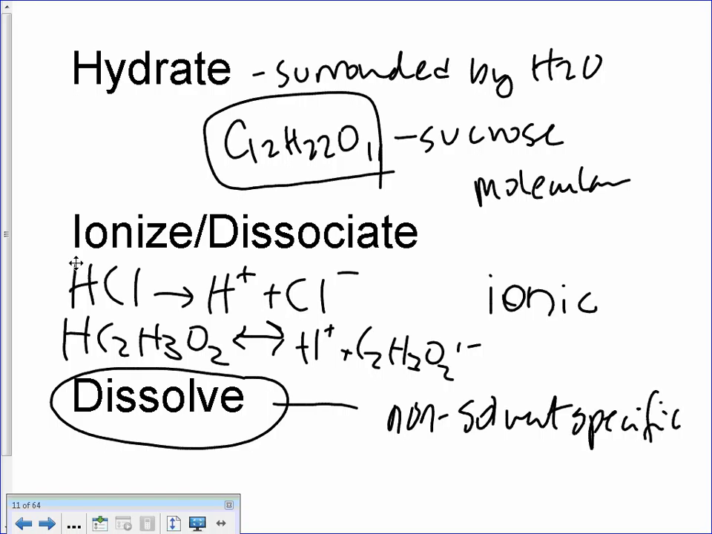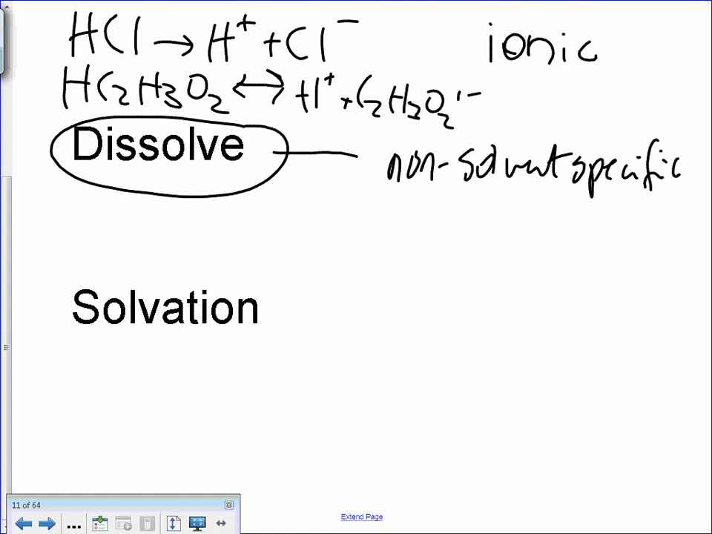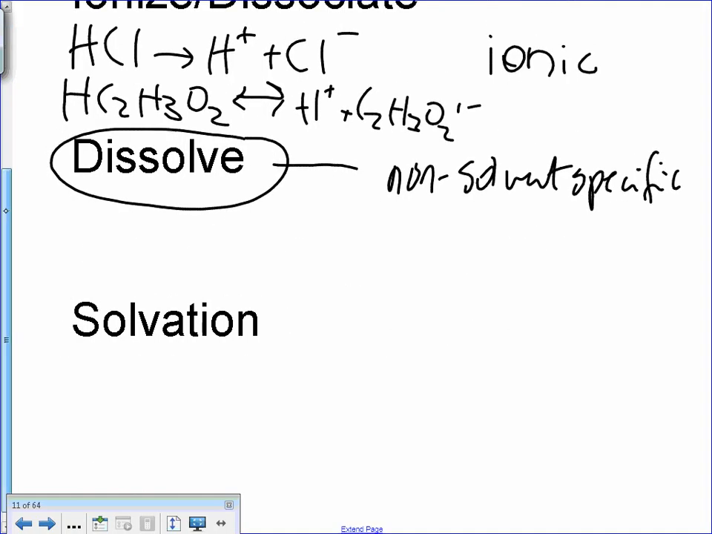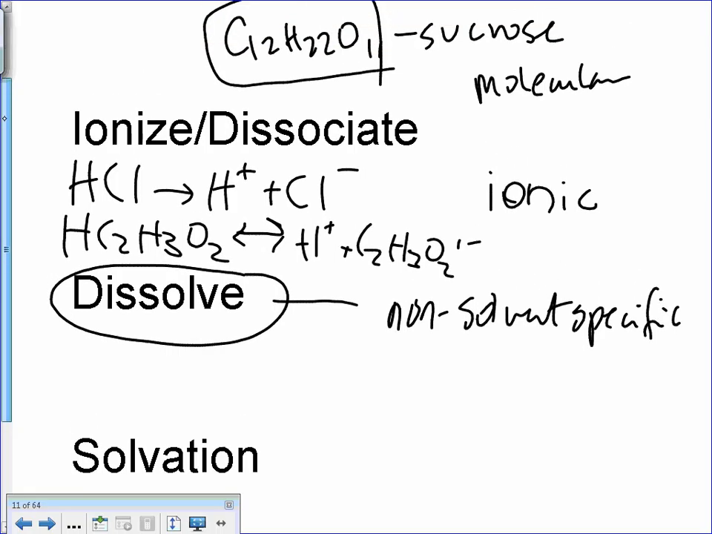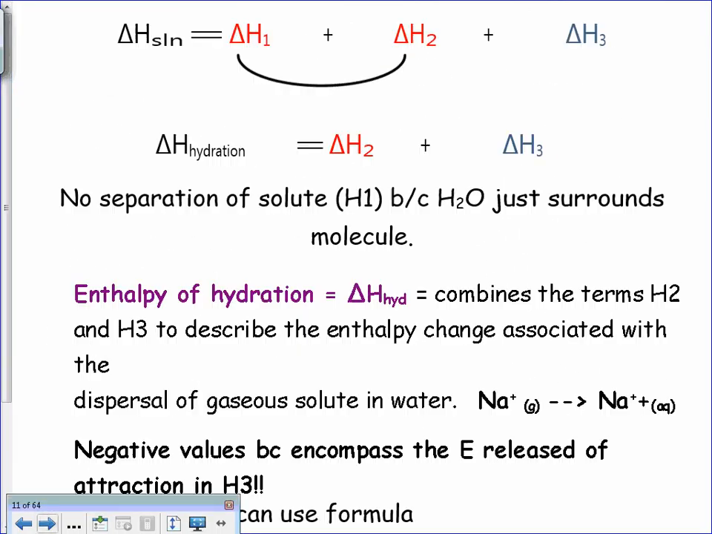So, for example, chlorine gas can dissolve in benzene, right? Because it's nonpolar. But can water dissolve in benzene? No. So the word dissolve is not very specific. And the word solvation means you can just have a solvent interacting with a solute. Not very specific either. So if you want to be more specific, use the words ionize or dissociate, and hydrate.